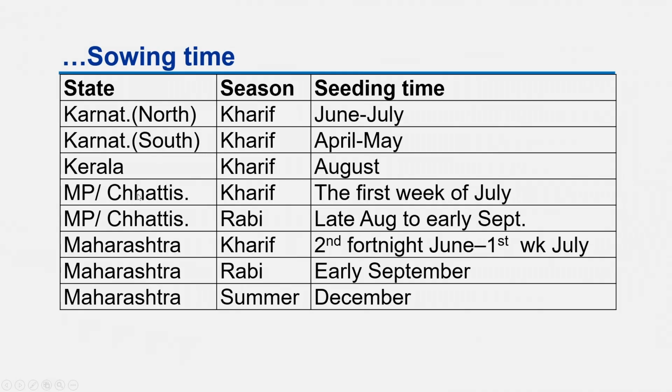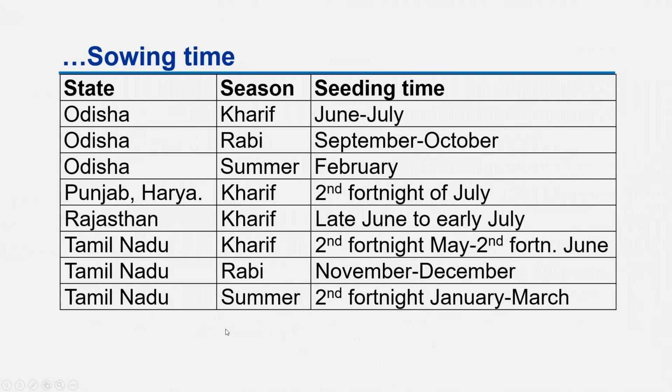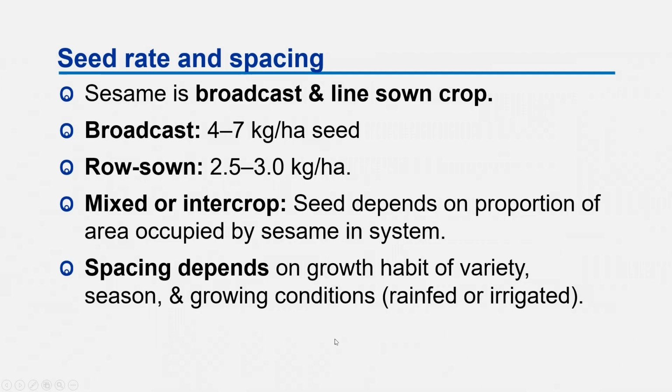Likewise, you can see for Madhya Pradesh or Chhattisgarh, Kharif crop sowing time is the first week of July. For Maharashtra, Kharif crop, second fortnight of June to first week of July. So likewise, you can see the ideal sowing times are different for different states. For Odisha, for example, in Rabi crop, September, October. For Punjab, Haryana, Kharif crop, second fortnight of July. For Rajasthan, Kharif crop, late June to early July. Likewise, for Tamil Nadu, Rabi crop, November, December is the sowing time. So one can understand the importance of sowing time.